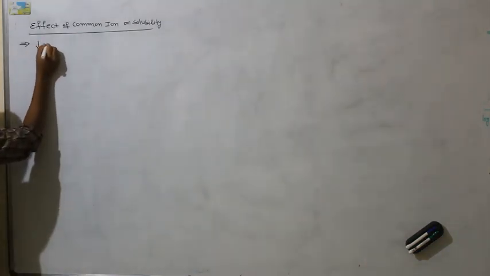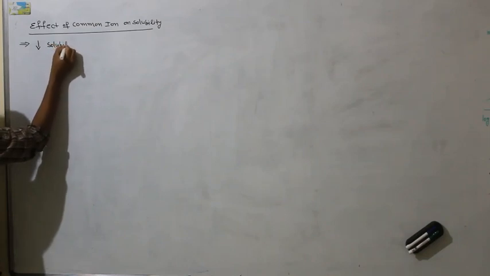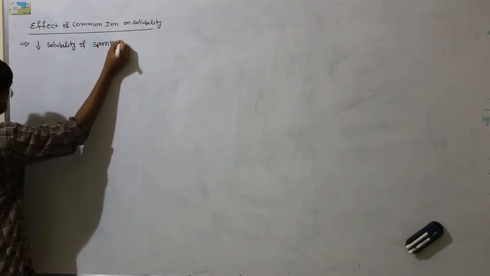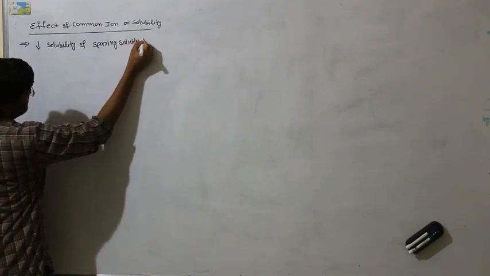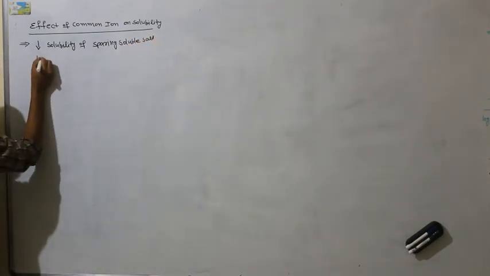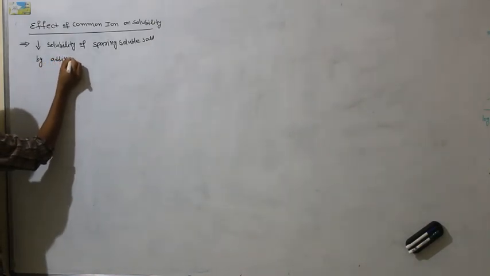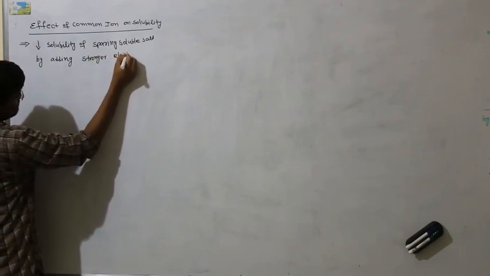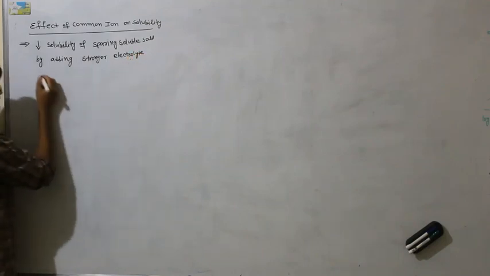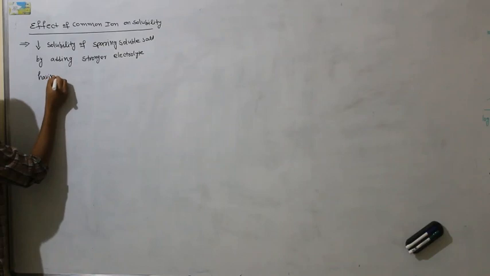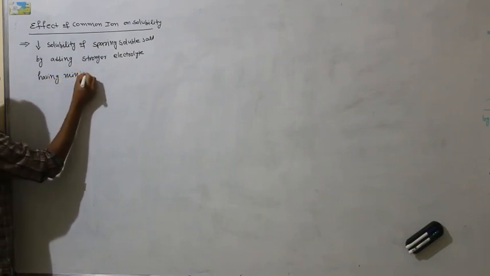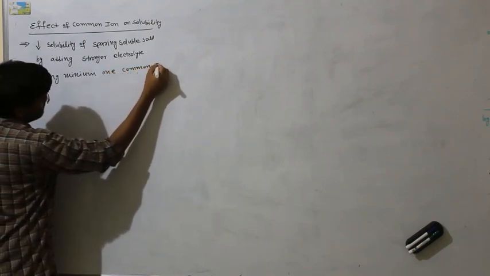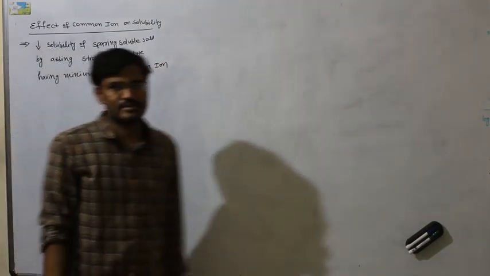Decreasing solubility of sparingly soluble salt by adding stronger electrolyte having minimum one common ion is called common ion effect.